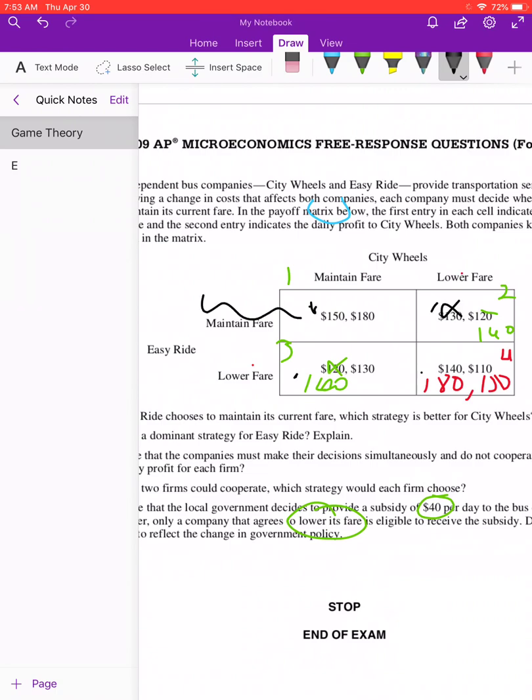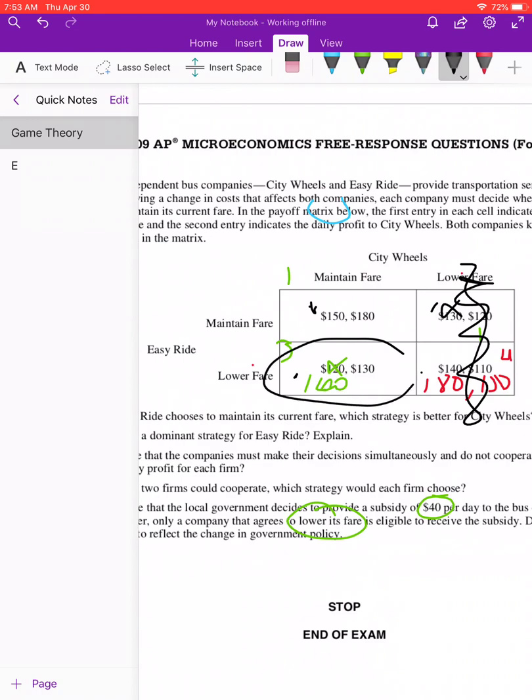This is the new lower number. And then looking for the lowest number for City Wheels now, we have a 120 there as well. And so this is going to get scratched out. Let's make sure that was 120, because yeah, it is. So that means this is going to get scratched out as well. That means this is the new non-cooperative outcome, 160 for Easy Ride and then 130 for City Wheels. That is the way they would word that question.